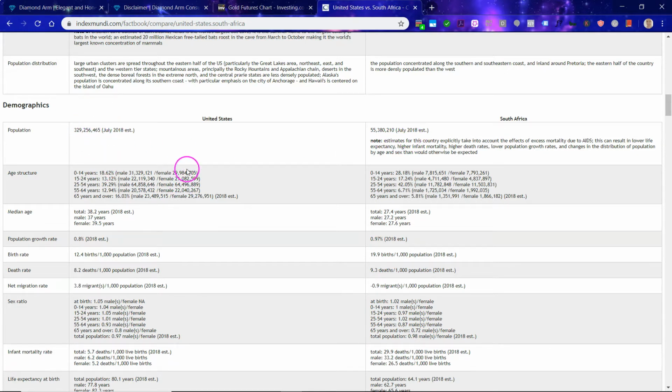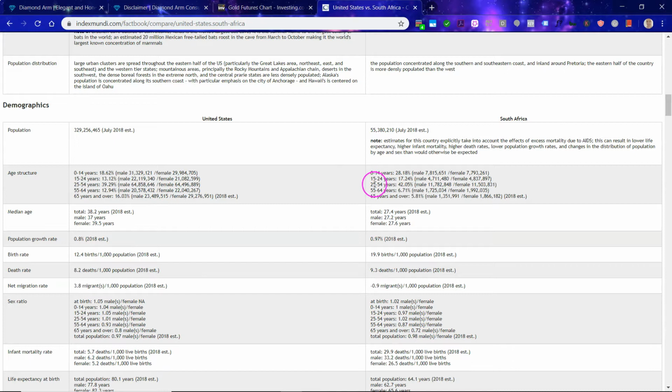Substantially less than the USA, but that was expected. Let's look at the age structure. Here you can see a huge difference. As far as 65 years and over, around 6% in South Africa, but 16% in USA. Huge difference.